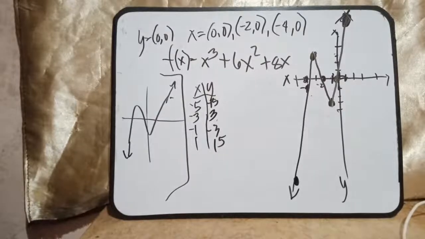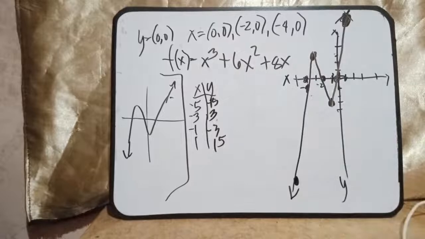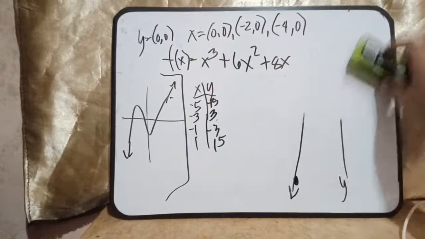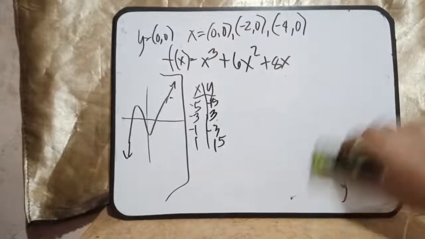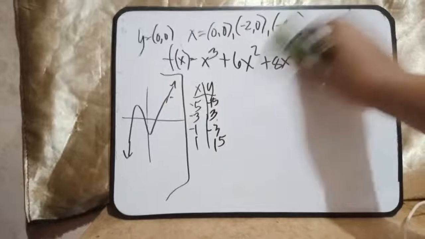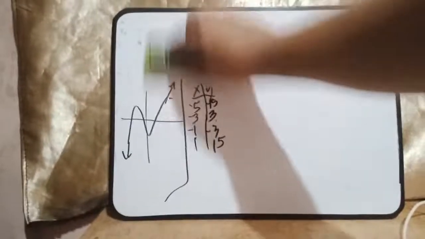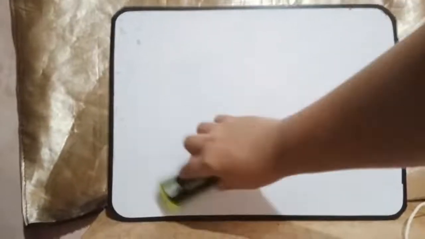So tama yung prediction natin. Hanap tayo ng ibang example. Na-prove na natin yung x cubed. But what about x squared? Di pa natin na-prove yun. I hope makita lang siya.